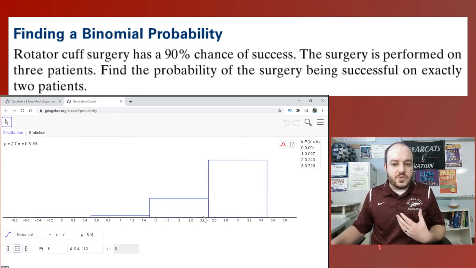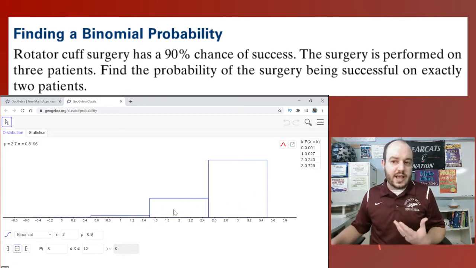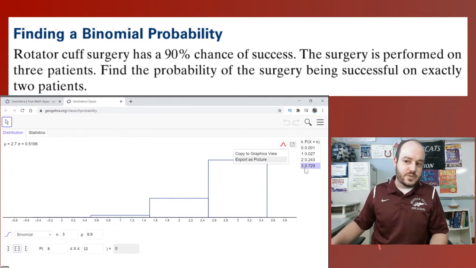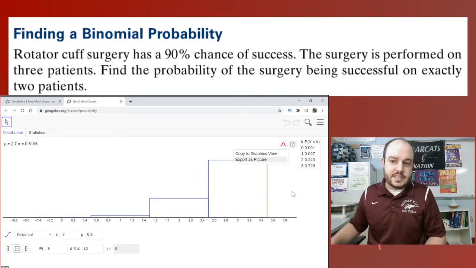Now, something I want to bring up is you'll notice already that it gives you kind of a histogram type situation of what you're looking at, and it gives you the full probability distribution over here. So you can see there's a 0.001 of getting 0 successful surgeries. There's a 2.7% chance of getting 1 successful surgery, a 24.3% chance of getting 2 successful surgeries, and a 72.9% chance of getting 3 successful surgeries. So the whole probability distribution is over here. And in fact, for 2 successes, we already know that our answer is going to be a 24.3% chance of that success.